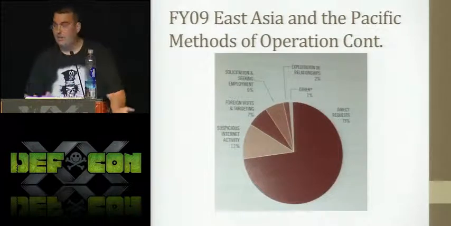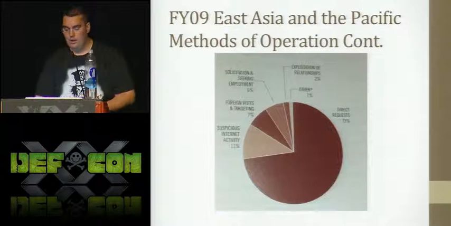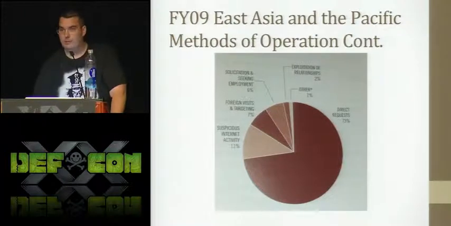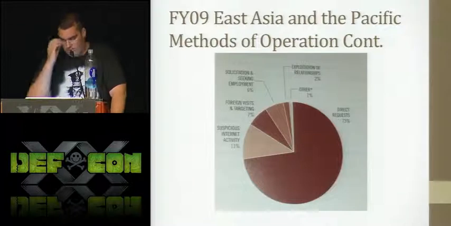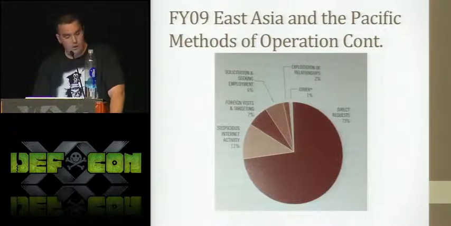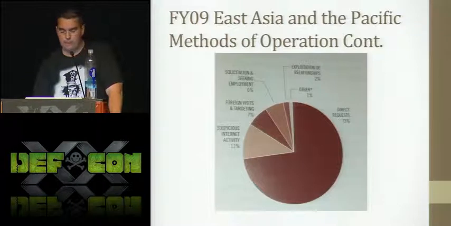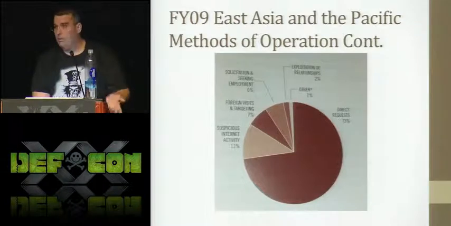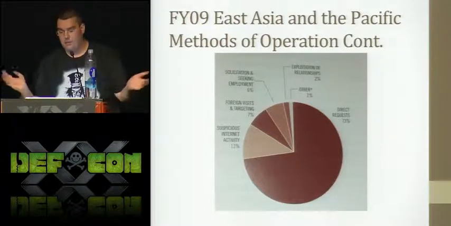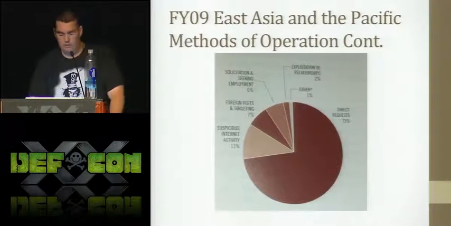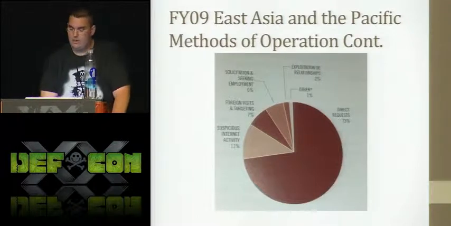So here is some actual real data, this is for East Asia and Pacific. If this was a classified briefing, I could give you the real countries, but it's not, so we have to be generic here. Just put it on a map. This was for FY09, so from October 2009 to October 2010. And so you can see direct requests. These are people who are like, hey, send me some classified stuff. Doesn't work so well. But solicitation and seeking employment.